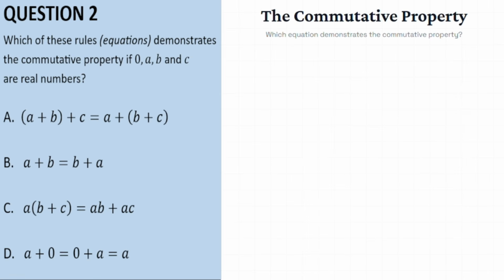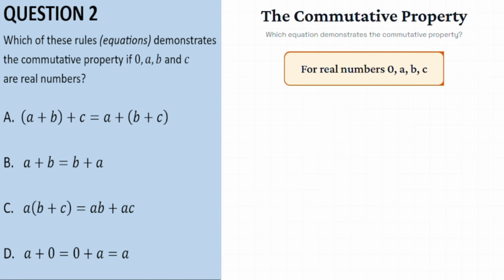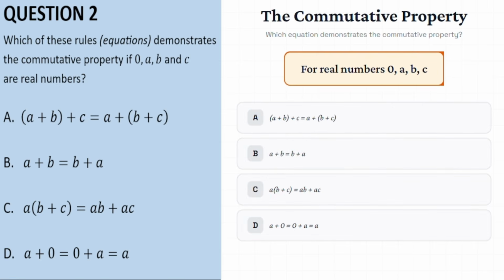Question 2. Which of these rules demonstrates the commutative property if 0, A, B, and C are real numbers? We have 4 options. A. The associative property. B. A plus B equals B plus A. C. The distributive property. D. The identity property.